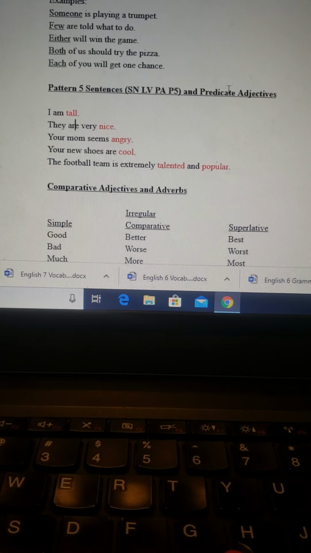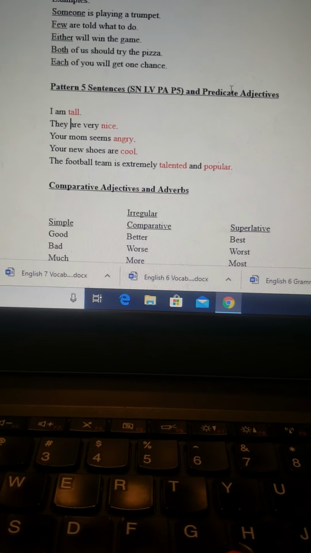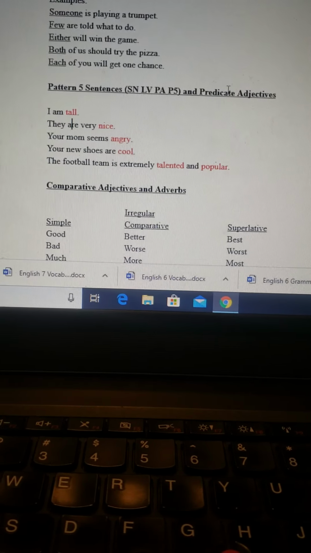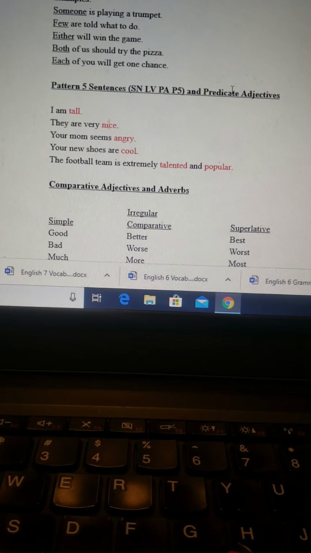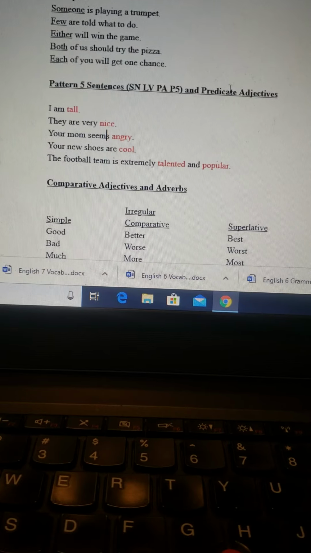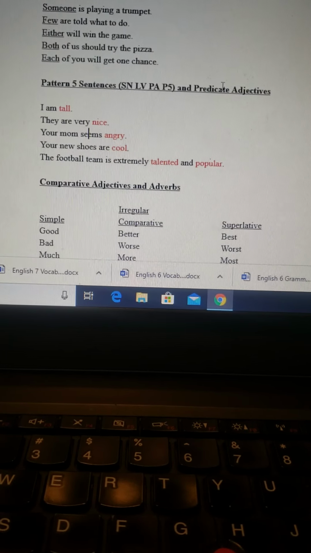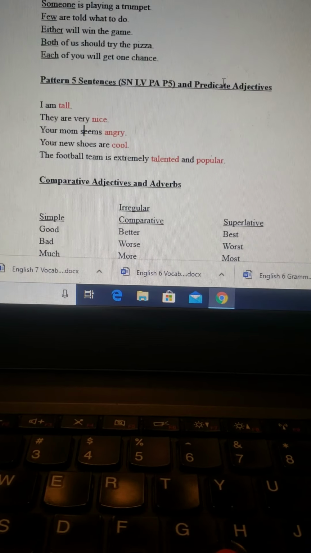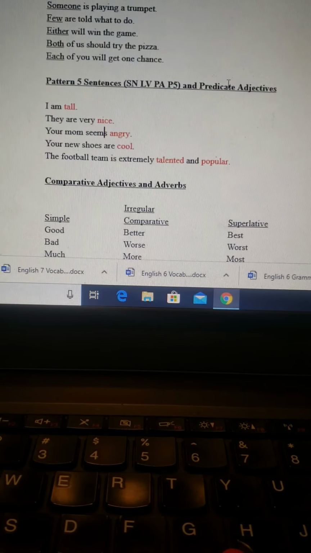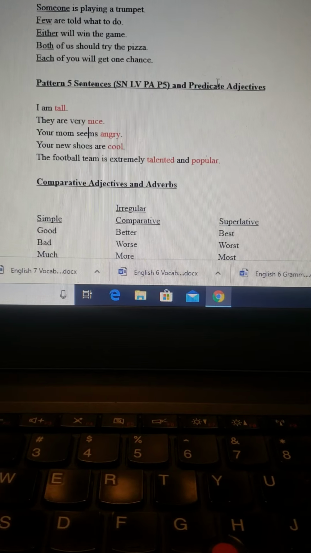Same thing here, are, so something is something again. So they are what? Nice. Not very nice, very describes nice, but we're just looking for the adjective. They are nice. Your mom seems angry. This is a little bit trickier. Seems here is a linking verb. It's not one of the super common ones like am, is, are, was, were, has been, anything like that, but it still operates as a linking verb.